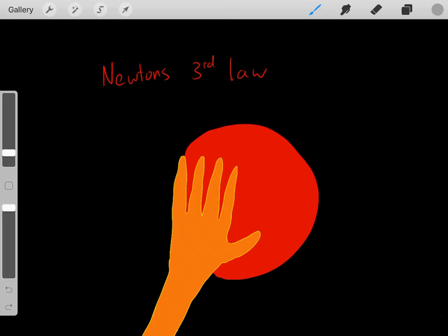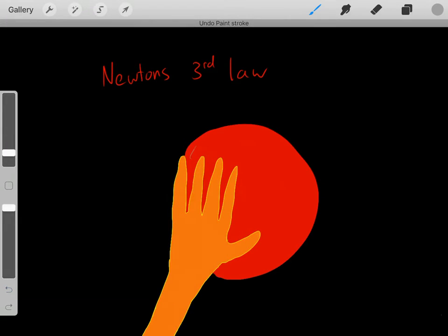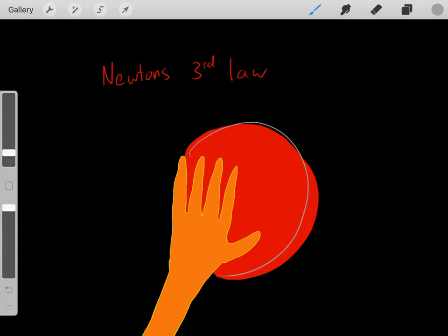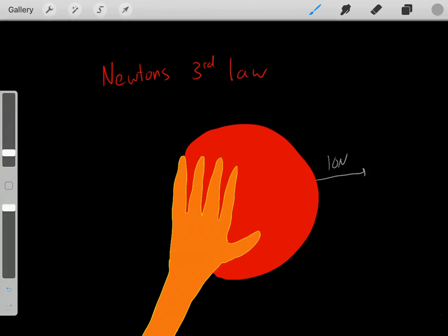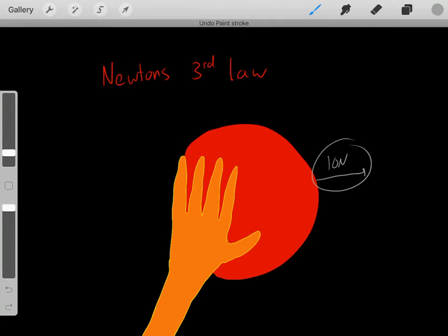So what's an example? Let's say we slap this red rubber ball, and we apply a force on this ball. We know if we slap this ball, it would feel a force. Let's say it feels a force of 10 newtons. So again, we slap this ball, and now this ball feels a force of 10 newtons.